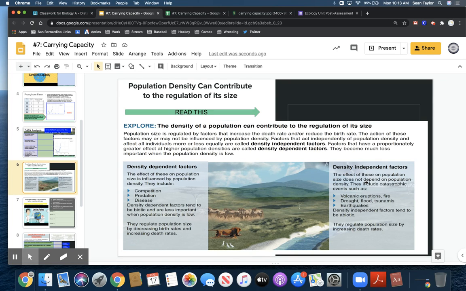effect on population size. I usually like to think of density dependent as being natural, a little bit more biotic, and it's less important when population density is low. And what they do is they regulate population size by decreasing birth rates or increasing death rates. Density independent, I think, is a little bit more abiotic, where they increase the death rate and tend to be a little bit more like natural disasters and whatnot.